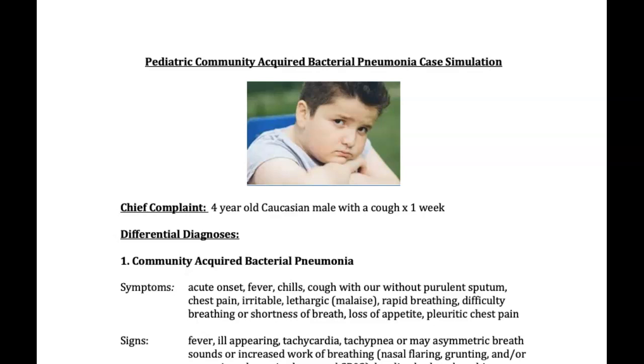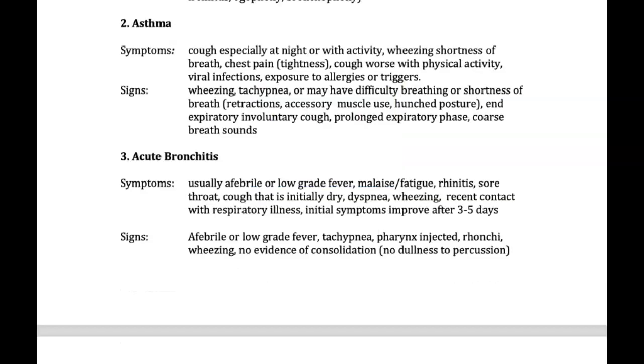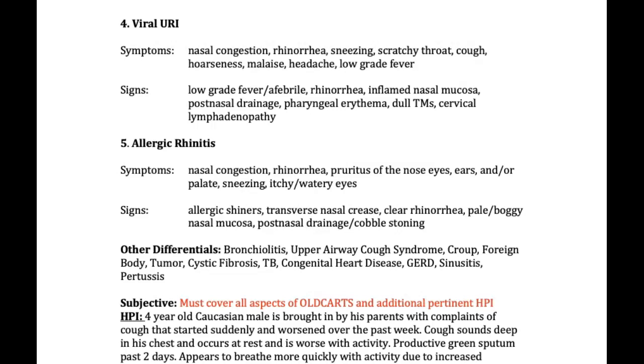So some of the differentials that you may have included would have been community-acquired pneumonia, asthma, acute bronchitis, viral URI, allergic rhinitis. Before we get into other differentials, the thing to consider is what time of year are you seeing the patient? If the timing had been appropriate, it may have been flu season, so you may have considered influenza, or the same thing for RSV. Other differentials listed here: bronchiolitis, upper airway cough syndrome, croup.